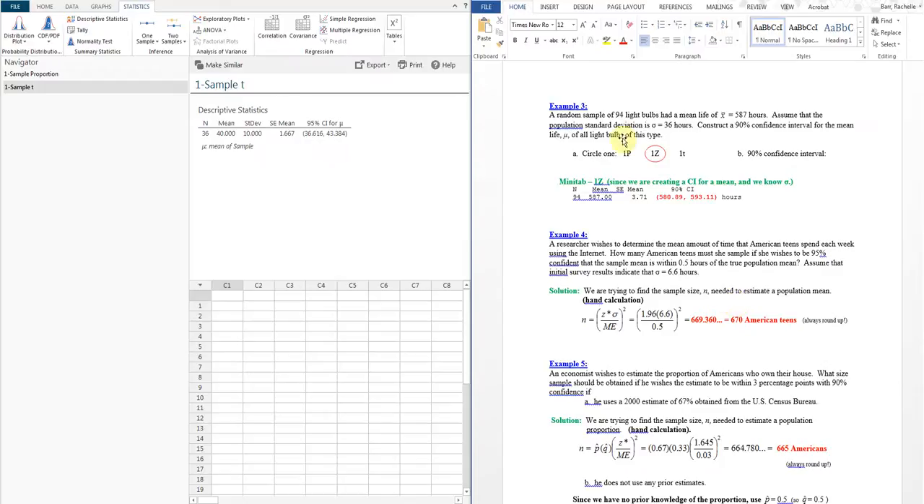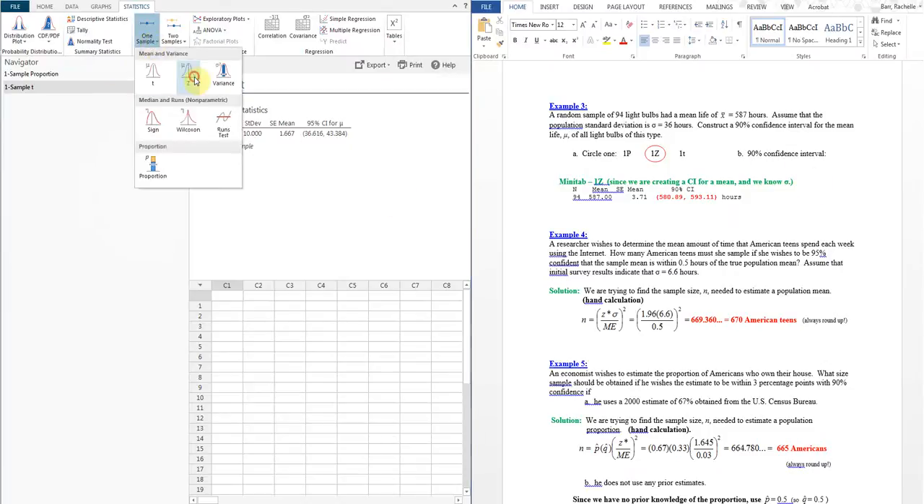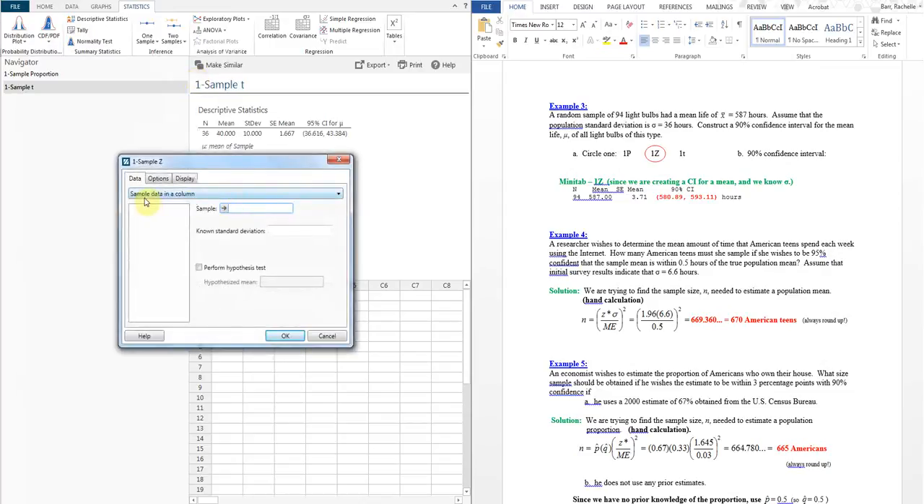Now, I have the population standard deviation. That's a big clue that I'm going to be doing a Z, not a T. Also, since these are all means, definitely these two, not that one. All right, I got to do a 90% this time, so I got to change my confidence value when I'm doing this. So I'm going to go to one sample, going down to Z, or over to Z rather.